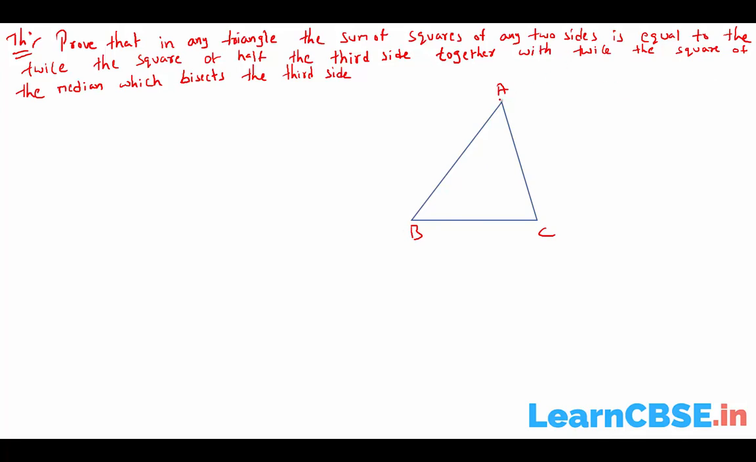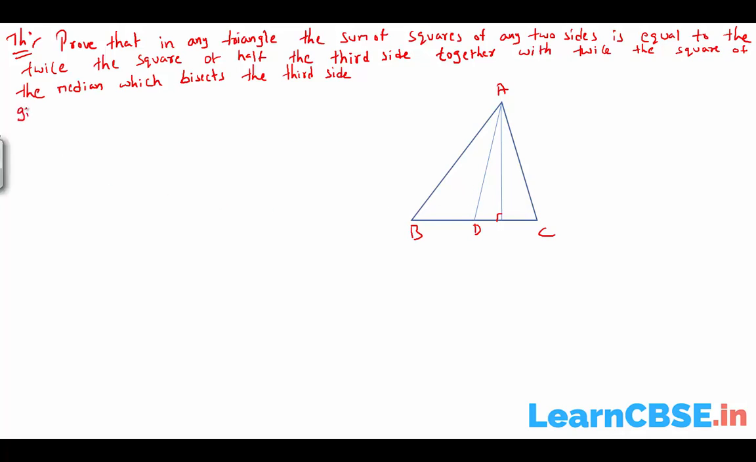That means let me draw the median first. AD is the median, so it divides BC into equal parts. That means we have to prove that AB square plus AC square equals 2 into BD square plus AD square, where AD is the median drawn on the third side.